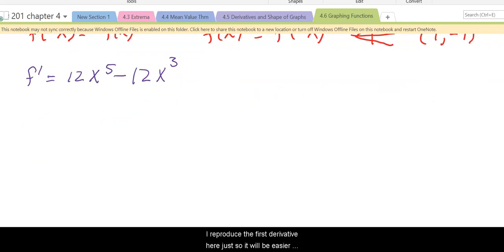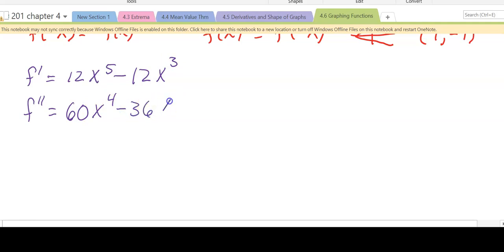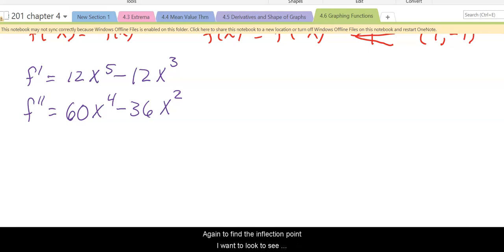I've reproduced the first derivative here just so it will be easier for us to find. Finding the second derivative, I get f double prime is equal to 5 times 12 or 60x to the 4th using the power rule. 3 times 12 is -36x squared, reducing the power by 1. Again, to find the inflection points, I want to look to see where the second derivative changes sign.